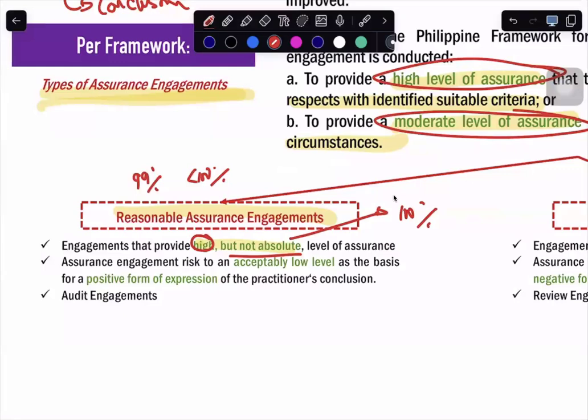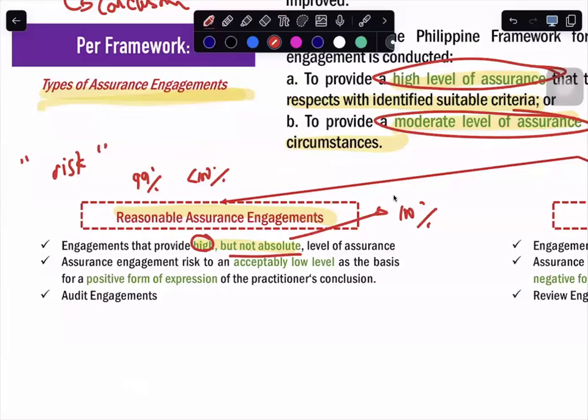Why is it persuasive? It does not really pertain to a particular or absolute effect or assurance. It could only provide for a certain level of assurance. You cannot conclude that 100% it is correct. It is merely persuasive as to the effect. Meaning it could persuade you that this is the assurance, but it is not purely absolute. Again, because we are accounting for risk, and there are different limitations also. But generally, because of risk, we cannot provide 100% or absolute level of assurance.